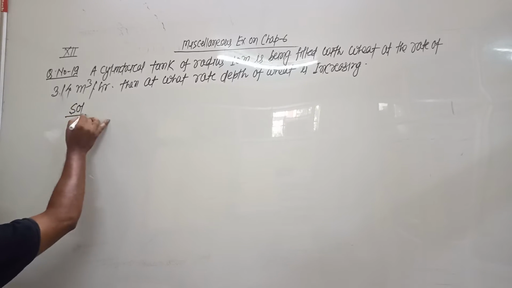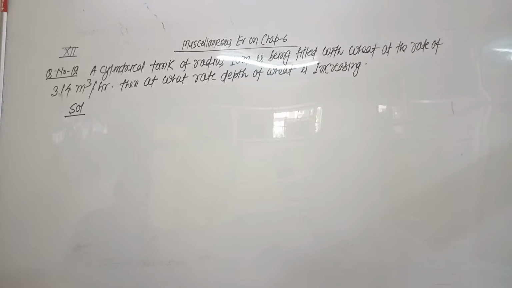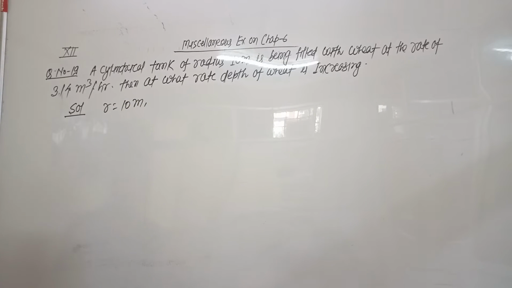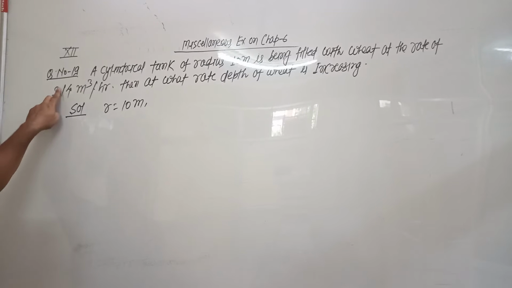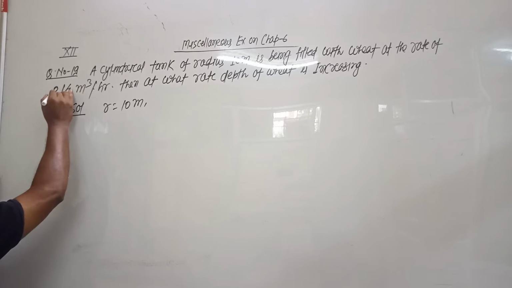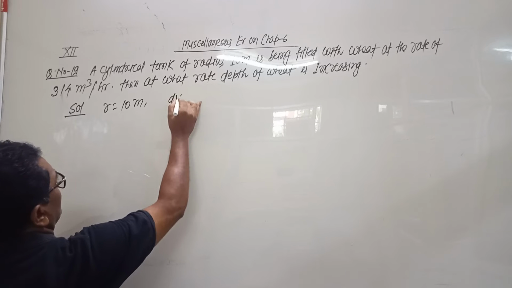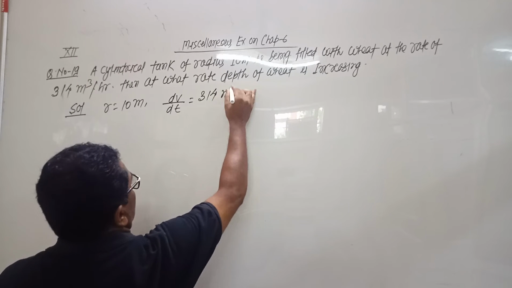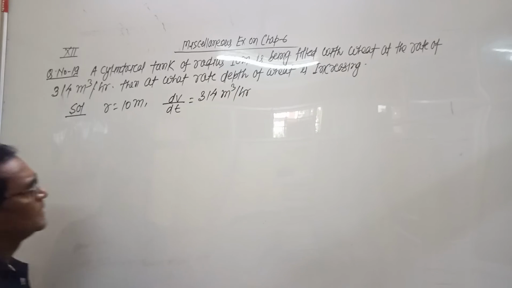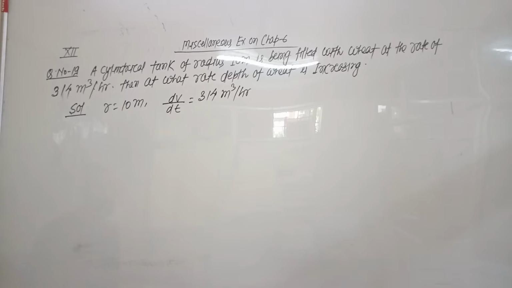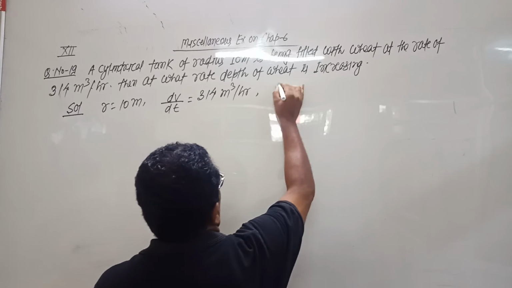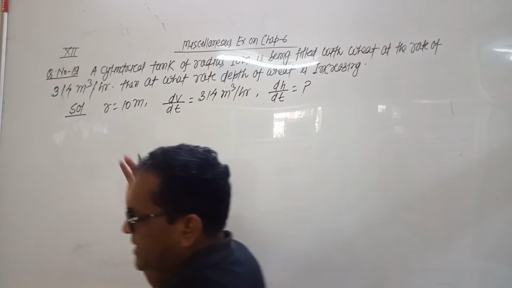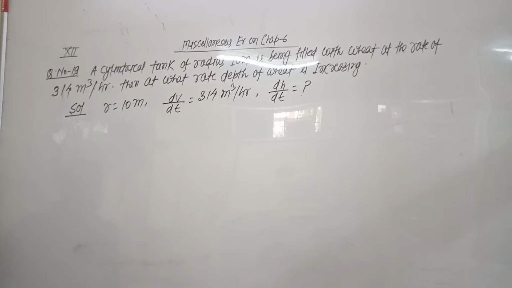So we are given the radius of the cylinder r equals 10 meter and dV by dt is given, 314 meter cube per hour. And we have to find at what rate depth of wheat is increasing, means dH by dt we have to calculate. At which rate height, depth means height, is increasing.